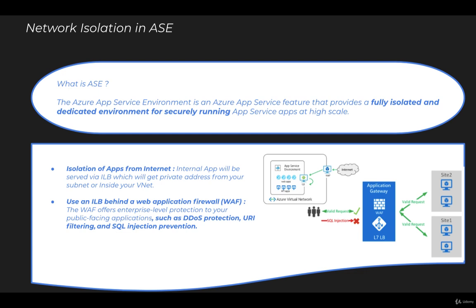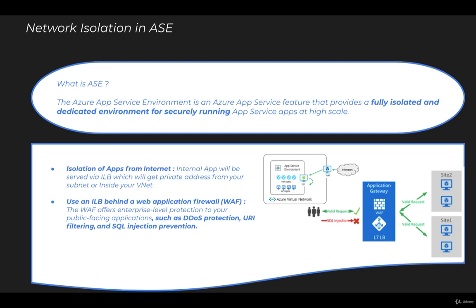Previously, we have seen that App Service is used to deploy web apps, mobile apps, and API apps. This is a feature of the same App Service that provides a fully isolated and dedicated environment for securely running various apps at very high scale. When we use App Service or function apps and deploy web apps, we do not get any dedicated environment or isolation from the other tenants in Azure.